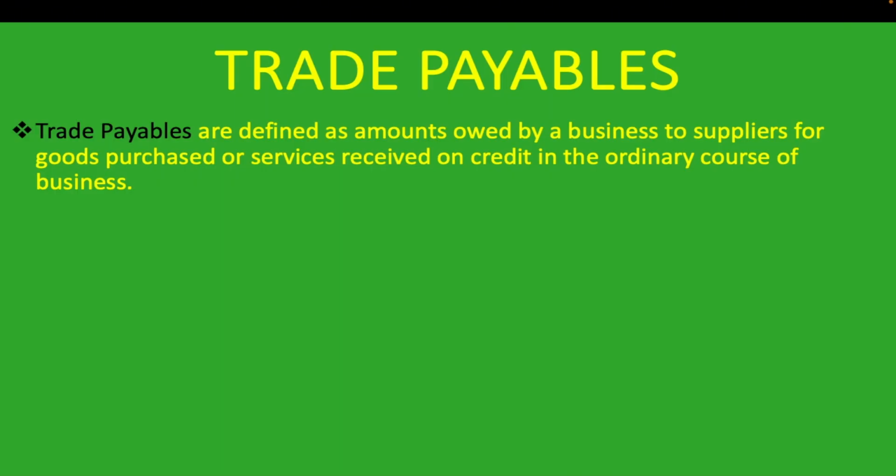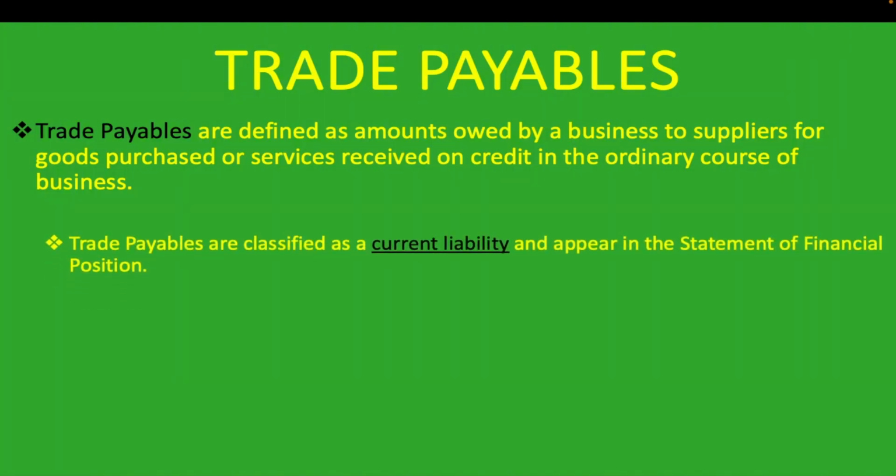That should be clear. Now here are important things to take note of when you're dealing with trade payables. Trade payables are classified as a current liability and appear in the statement of financial position. So if you know the statement of financial position, you know we record three main things. You've got assets, you've got equity, and you've got liabilities. Under liabilities, you've got non-current liabilities and current liabilities. And so trade payables would appear under current liabilities because it's something that we are working with on an ongoing basis, or we are buying goods or services often on credit, and that is why it's a current liability.